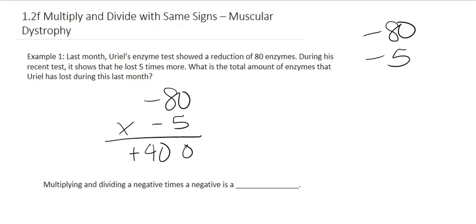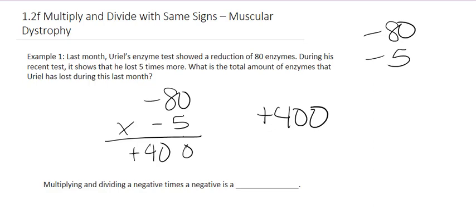Because anytime you multiply or divide with 2 negative signs, or a negative sign times a negative, it becomes positive. So our answer is positive 400. And so since Uriel has lost 400 enzymes during the past month, and since muscular dystrophy enzyme typically increases, not decreases over time, this reduction is a good indicator that he may not have muscular dystrophy.